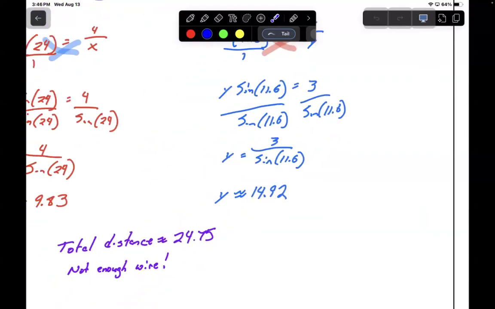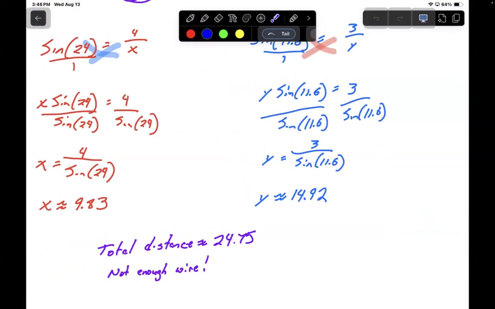So we have the two calculations. One is about 10, one is about 15. The total distance is almost 25, so you definitely don't have enough wire. So you need to go get more wire.